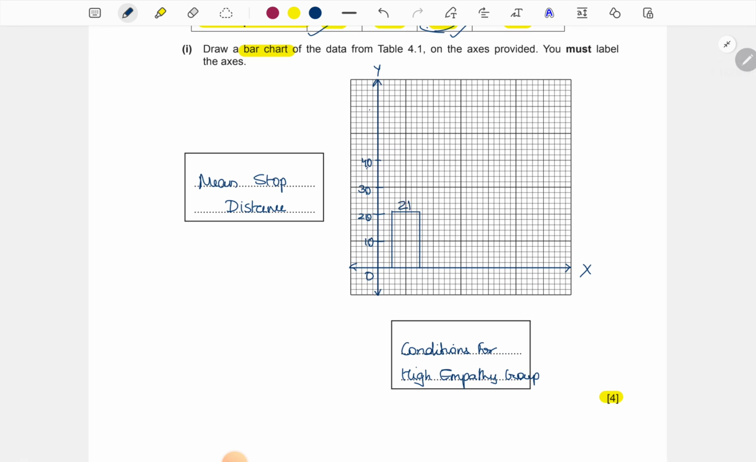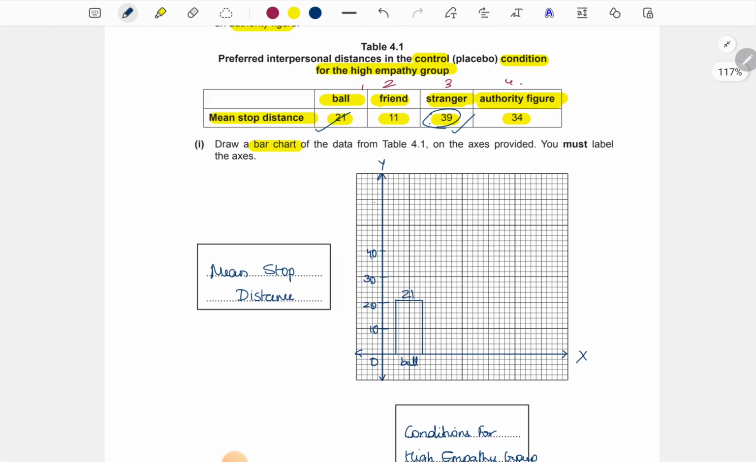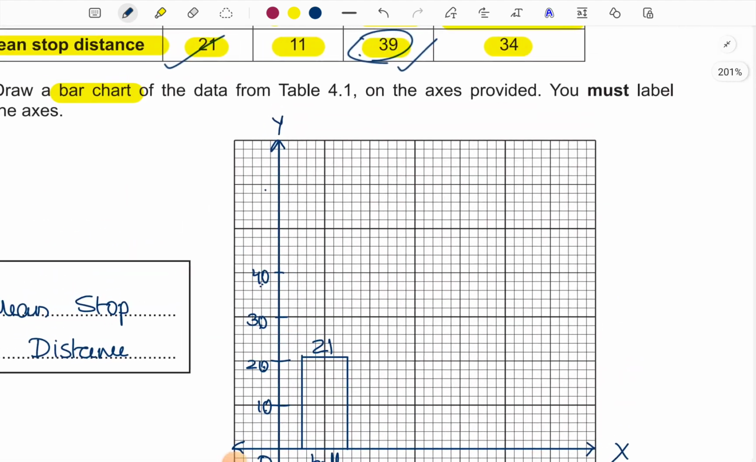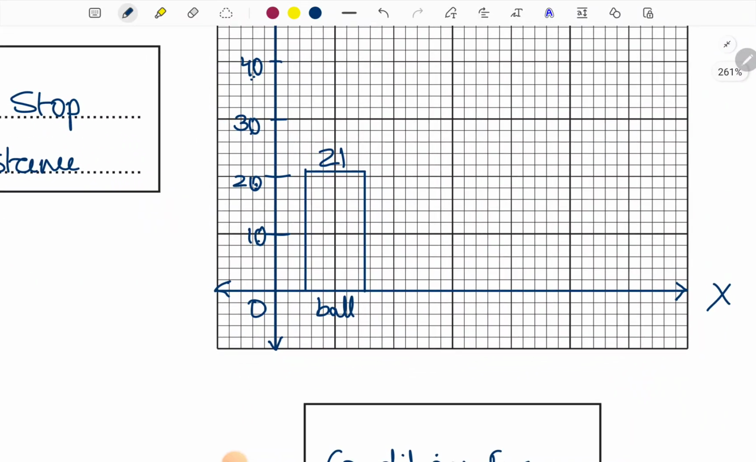This is optional. On the top you can also write the figure, and below, that naming is compulsory. You write ball over there. No type of shading or dotting is required for these types of graphs, because these are not cluster graphs, they are simple bar graphs. Next is 11, friend. Again, the same thing: just take it a little above 10. Let me take it at this much distance.